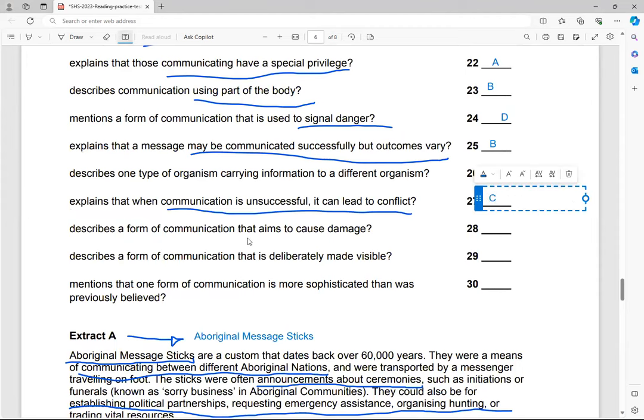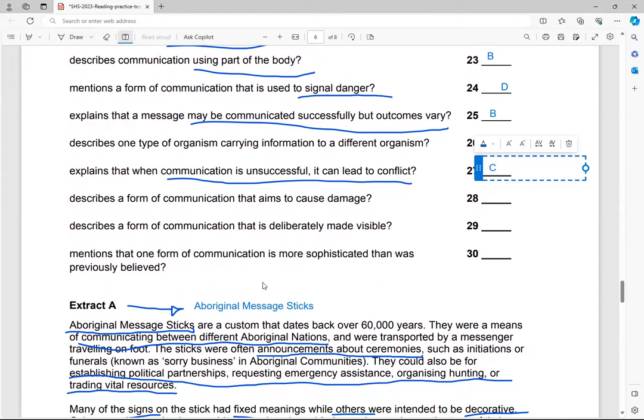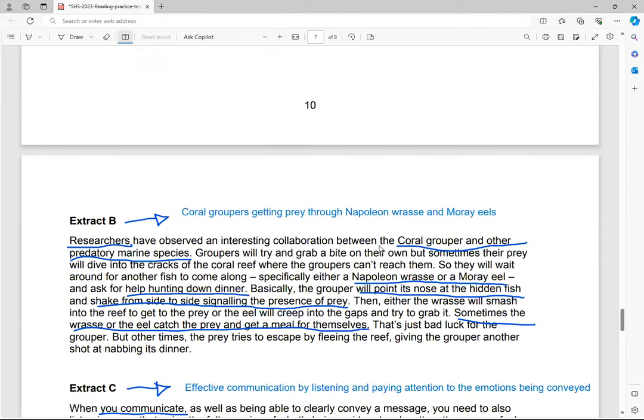Which writer describes a form of communication that aims to cause damage? So when we think back to this, the answer is going to be Extract D, because Extract D is the only one that talks about intentionally using communication to harm someone or something else. For example, orchids hack the system to steal resources from nearby trees, or the black walnut spreads toxic chemicals through the communication network. And that's why the answer is Extract D.